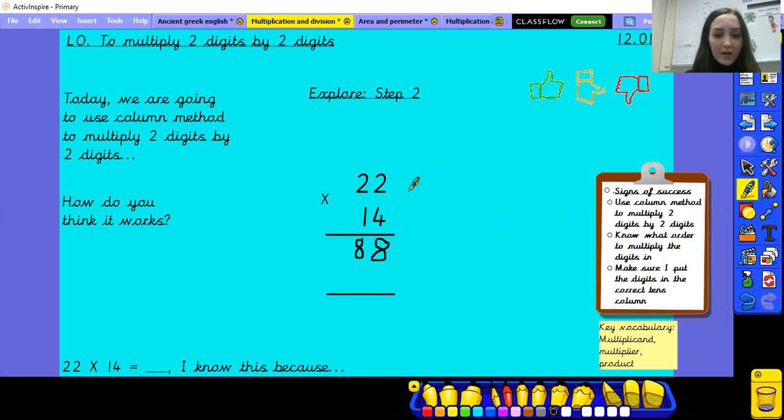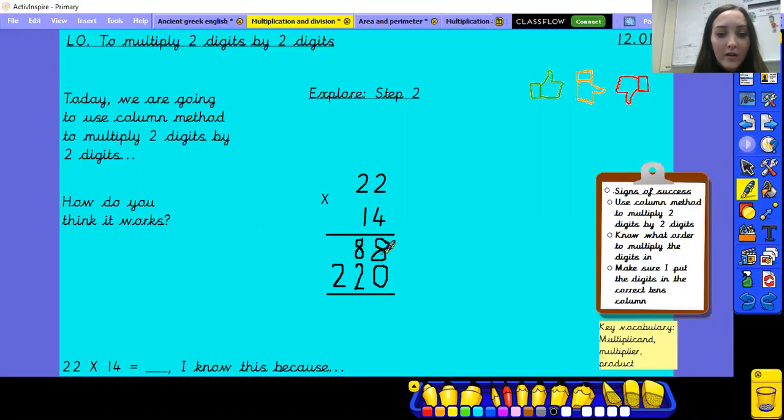Okay, but next I need to multiply my 1 here in the tens column by this 2, which is 2. But I need to place my 2 here in the tens column, not in the ones column. Instead, we're going to put a 0 here in the ones column. And again, I need to multiply 1 by 2, which is 2, and my other 2 goes here in the hundreds column.